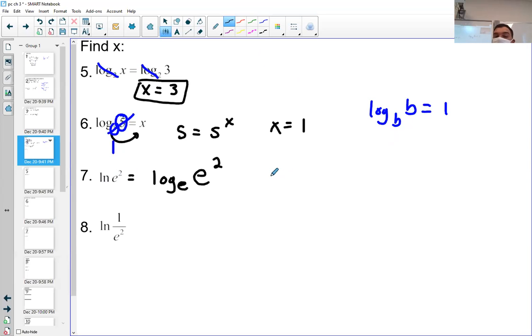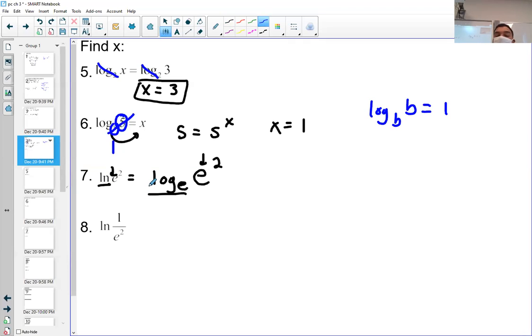Why is there already an e? The e is from the original problem. And ln is the same as log e, so I just rewrote it. Oh, I see, so log base e of e to the second power. The ln becomes log base e. So I put the e there, but it was always there.